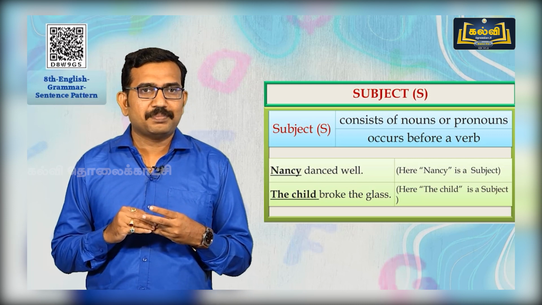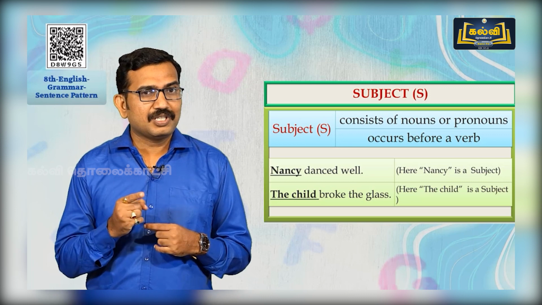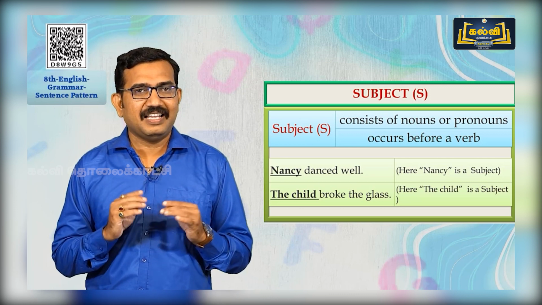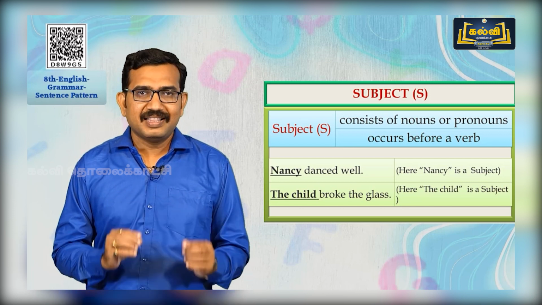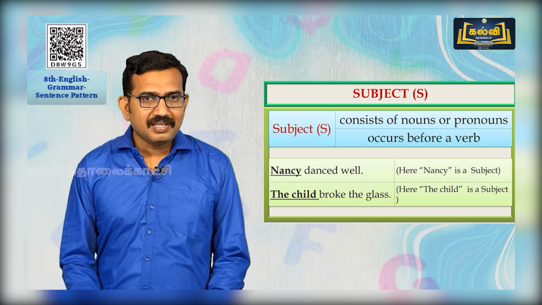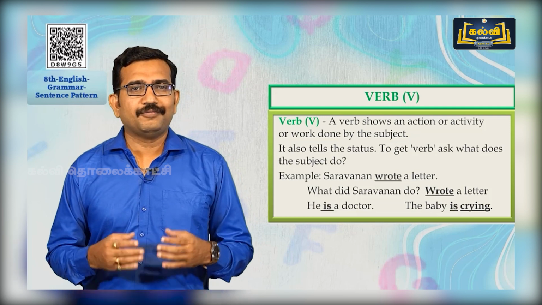Second example is the child broke the glass. Ask the question, who broke the glass? The child is the answer. Then you can easily identify the subject. In these two sentences, Nancy and the child are subjects. Let us check the explanation for verb.